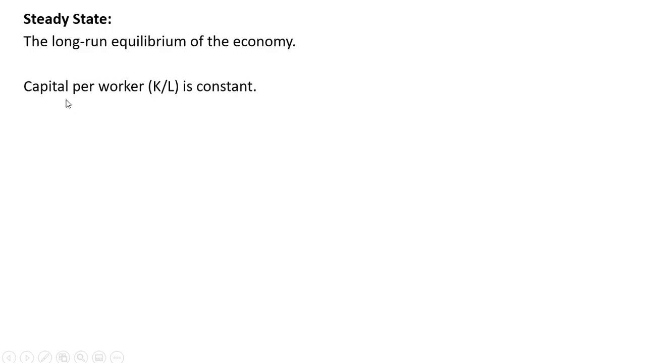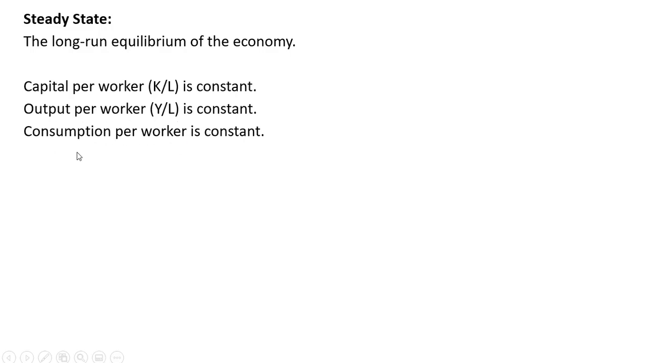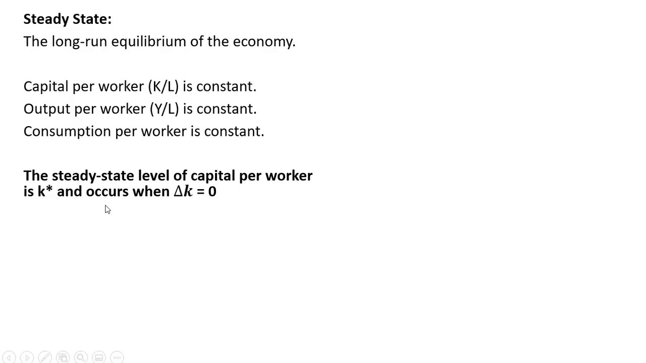Let's talk about the steady state, the long-run equilibrium of the economy. The capital per worker is going to be constant. It's not going to increase. It's not going to decrease. The output per worker is going to be a constant. And consumption per worker will also be constant. So when we reach the steady state, these things will never increase or decrease. They'll stay constant. So the steady state level of capital per worker is k star, and it occurs when the change in capital equals 0.